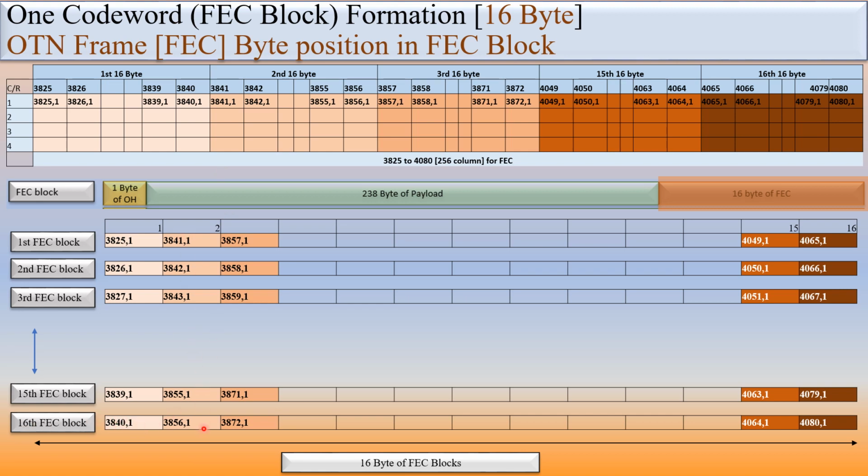In the same way, the third byte of each FEC block is taken from the third 16 byte group. In the same way, 15th byte of each FEC block is taken from the 15th 16 byte group. You can see here the first byte is 40491 and the last byte is 40641. 4065 here and 4080 is here. So this is all about the FEC formation, and in each FEC block, the position of bytes taken from either the overhead, payload, or the FEC. Thank you.